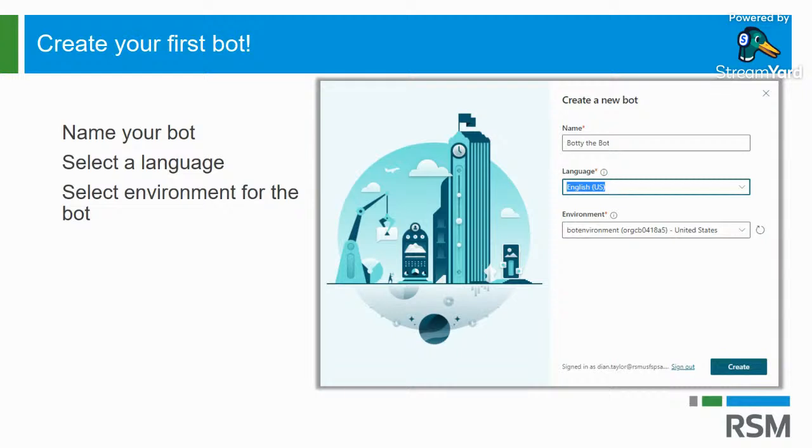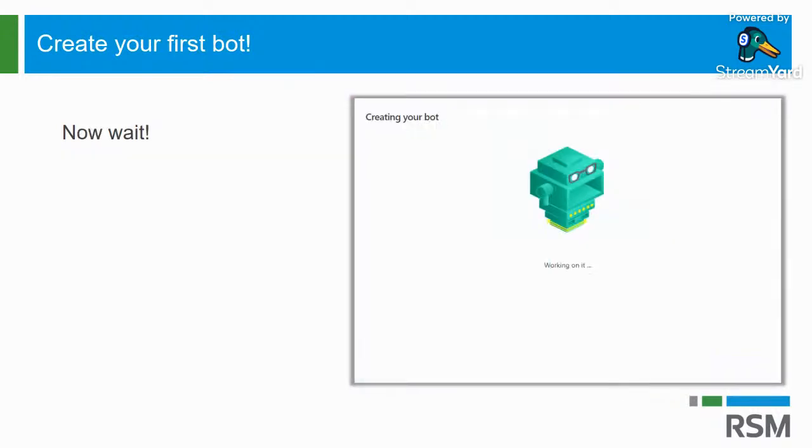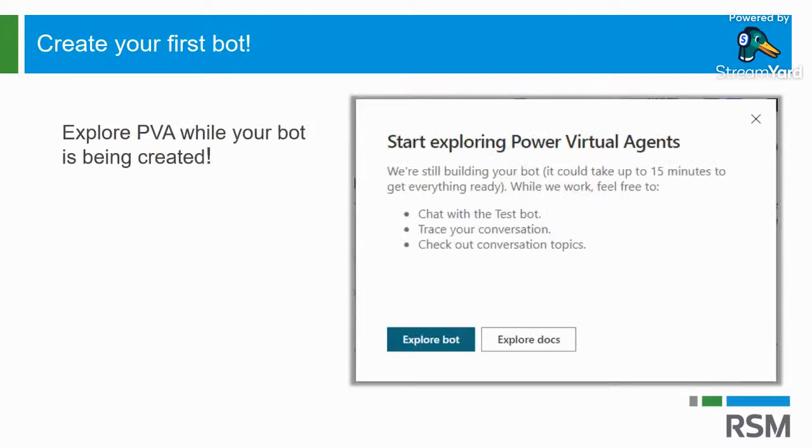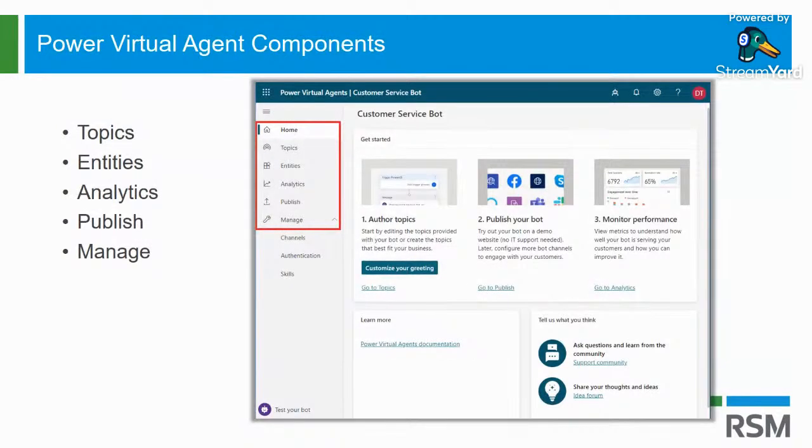Then you create your first bot. You can see here on the slide, you just put in a name. You can now also select a language, so there are more languages available besides English. Then you select the environment and hit create. You're going to see this screen, and you just wait until you come to a page that says the bot's created and now you can start exploring Power Virtual Agents. That's the screen you'll see there. Then it's going to take you to the main page, which you can see right over here.